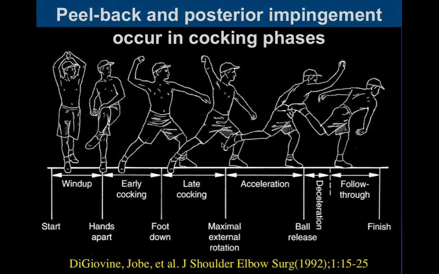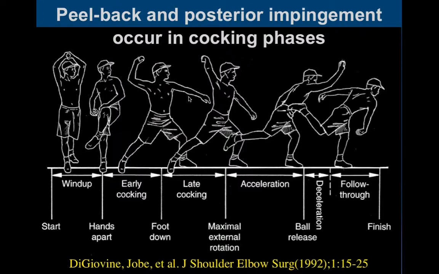And again, what we're doing is just looking at the images, but it's good to understand the pathophysiology that's occurring here and some of the nomenclature that some of your clinical colleagues may be using. Now, this is the, we've seen this before, this is the Jobe stages of the throwing mechanism. And again, what we're really looking at is this late cocking phase. That's when this tends to occur, in the late cocking phase.